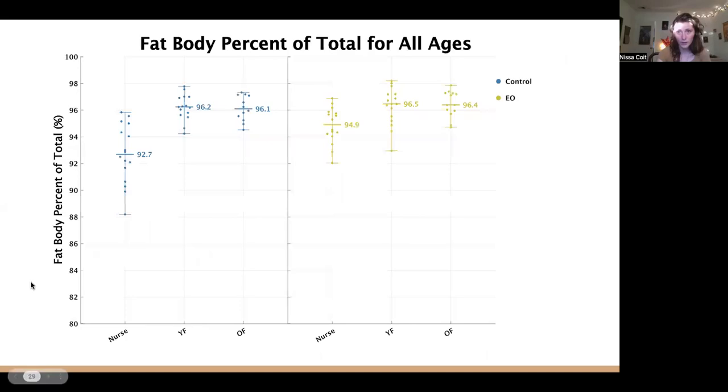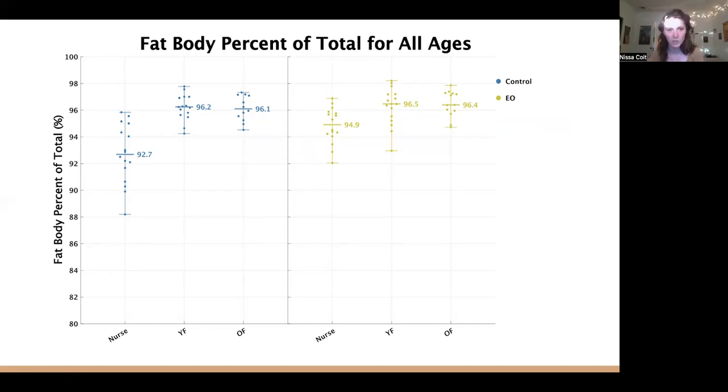Now, how did ethyl oleate affect this? Ethyl oleate basically affected the nurse bees alone. It didn't really affect young foragers or old foragers, as you can see, 96.2 versus 96.5, 96.1 versus 96.4. But in the nurse bees, which we'll focus on, the fat body percentage went from 92.7 to 94.9, and it was significant. And basically what this is saying is that ethyl oleate helped the trend. Normally, that's what you would expect. As they're aging out, they're getting more of their metabolic output going into their fat bodies, but ethyl oleate made it seem more efficient.